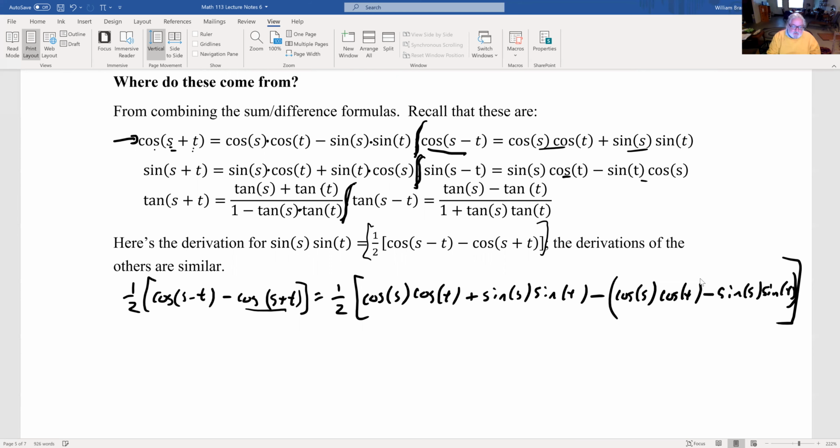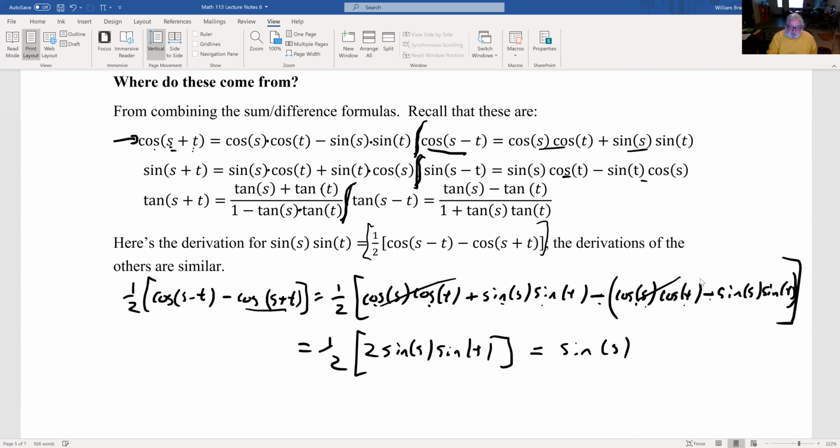Parentheses, big bracket. So this becomes 1/2 of what? Well, cosine s, cosine t, cosine s, cosine t, this one's got a minus, so that term cancels this term. Sine s, sine t, minus, minus, those get together and become a plus. So inside the brackets, I just have 2 sine s, sine t. And if I cancel out the 2's, I get that, which is what I was looking for. So right-hand side equals left-hand side. It's like proving an identity.